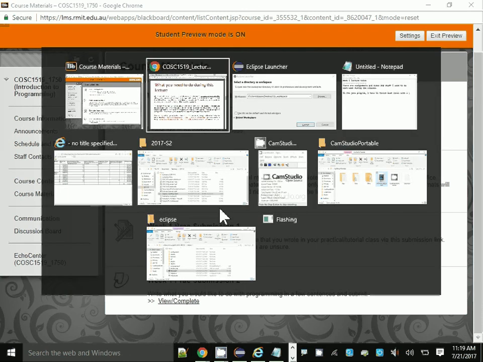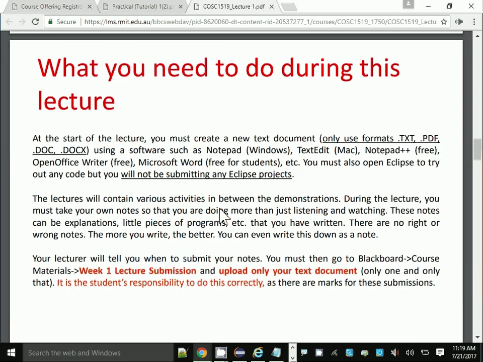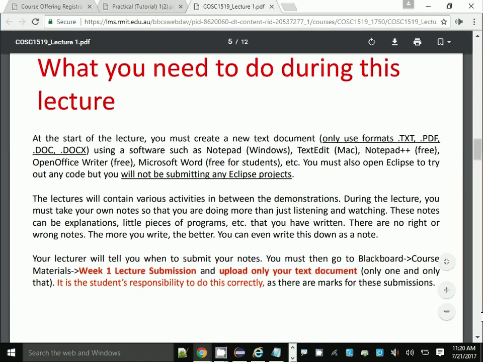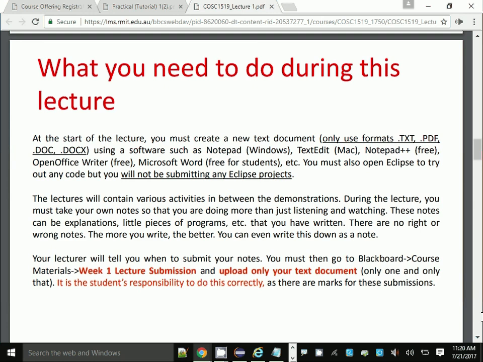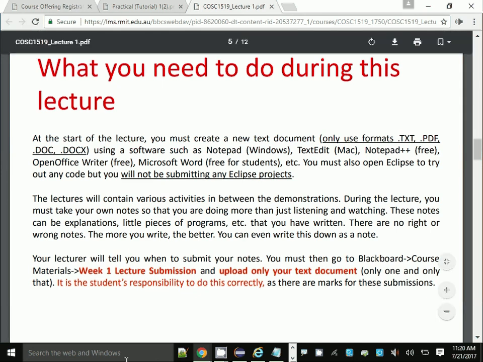But look, if anyone's got any special issues, fair reasons, that for some reason they can't come to the lecture, let me know. I'll help you out. I want you to do the work. That's the whole reason why we are doing all of these things. Only upload your text document. Don't upload any programs. That's why it's colored in this color. I thought it was red, but it's orange apparently. It's saying just one file, just the notes. The notes need to have what I need to see. It's your responsibility to do this correctly.